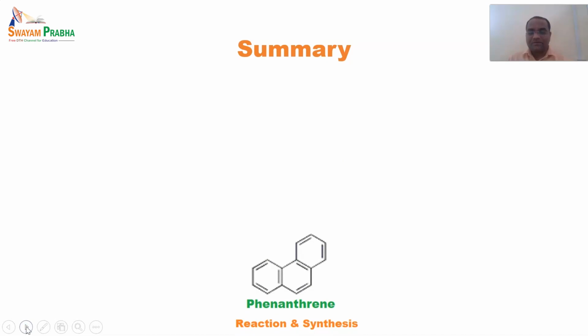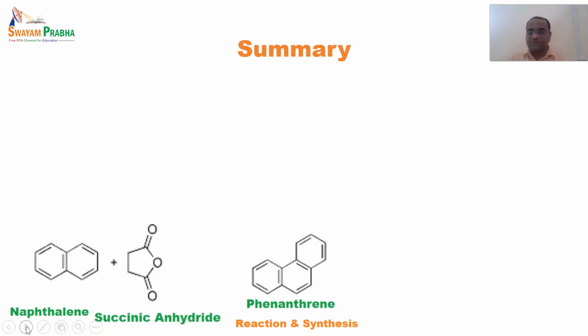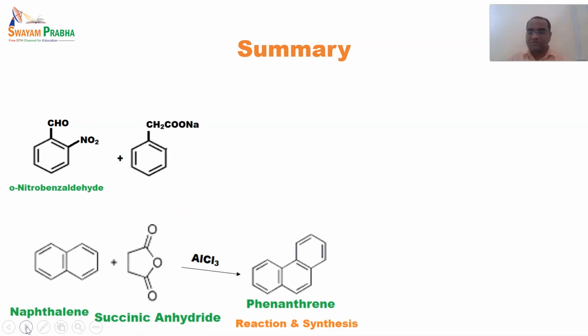After that, we have seen reaction and synthesis for phenanthrene. So the first synthesis method we have seen is the Haworth synthesis method. Naphthalene is reacted with succinic anhydride and followed by subsequent multiple steps to give phenanthrene. After that, the Pschorr synthesis, orthonitrophenyl derivative, an acetate derivative of benzoic acid in presence of acetic anhydride, gives phenanthrene with multiple steps.